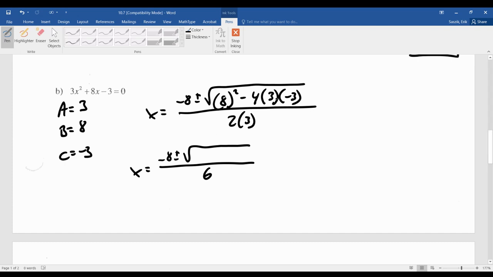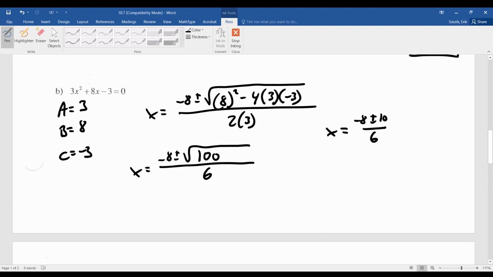8 squared minus 4 times 3 times -3. Now you see how that's a perfect square? If it comes out to a nice perfect square, that means this actually could have been factored. But we're focusing on the quadratic formula right now. Now, the square root of 100, of course, is 10.